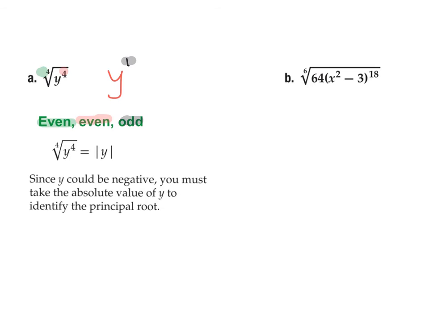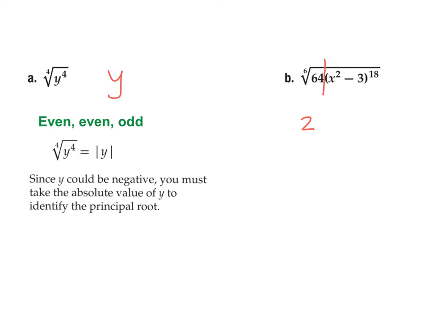Let's look at B. First thing I would do: it only applies to variables, so I'm going to separate this into two problems. First, find the 6th root of 64. Do that like it's its own problem. The 6th root of 64 is 2. So the number part, you don't do any different than before. We're not worrying about even, odd or anything. It only is for variables, okay?